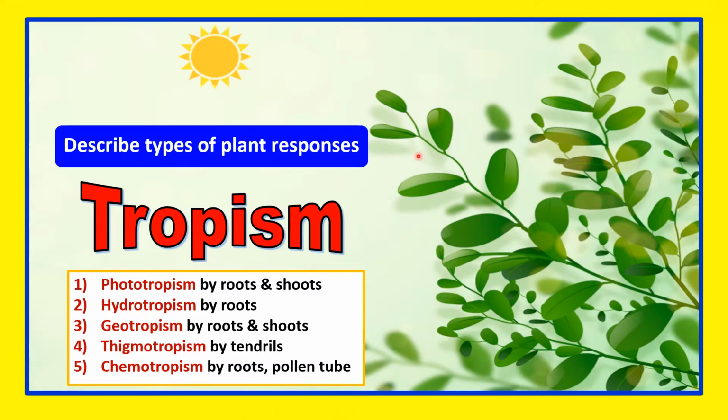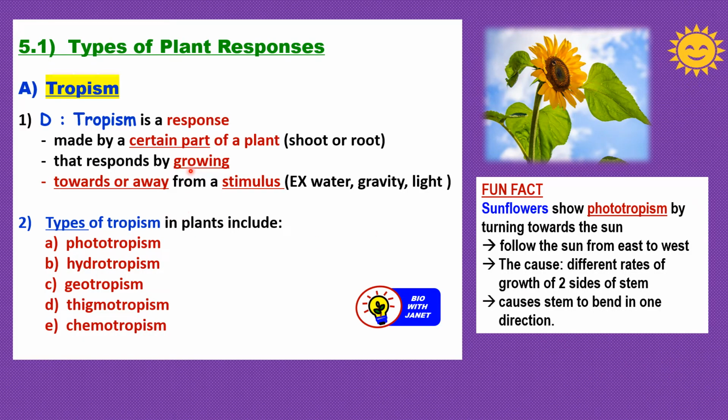Now let us describe the types of plant responses, which are tropism. Let's describe tropism, and we'll look at 5 types of tropism, which are phototropism, hydrotropism, geotropism, thigmotropism, and chemotropism. So firstly, we have to know the definition for tropism.